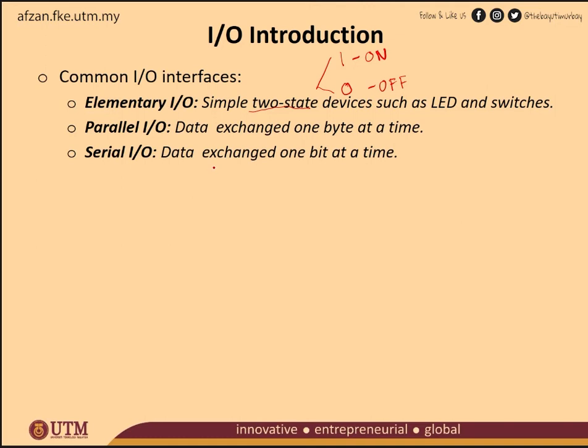While serial I/O is data exchange 1 bit at a time, meaning that many data go to your microprocessor and go out at one time, depending on your microprocessor size, your data bus size. If your data bus size is 8 bit, then you can send out 8 bit data at one time. If you are using a 16 bit microprocessor, 16 bit computer, you can send out 16 bit data at one time.